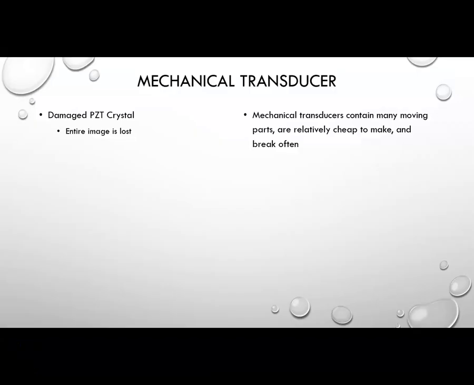So with mechanical transducers, it's important to know that if the PZT crystal is damaged, the entire image is lost. It should make sense. There's one crystal, and so if that crystal gets broken, you're not going to get an image. Mechanical transducers, though they were relatively cheap to make and fairly simple to make because they had one crystal, have many moving parts to them because of having to actually move the transducer and steer it, and they tended to break fairly often. So that unfortunately led to the fact that these just didn't work as well as we wanted them to. They tended to break down.